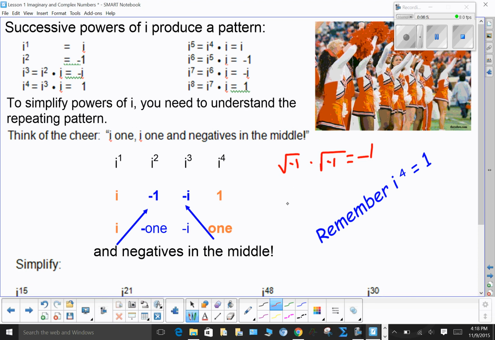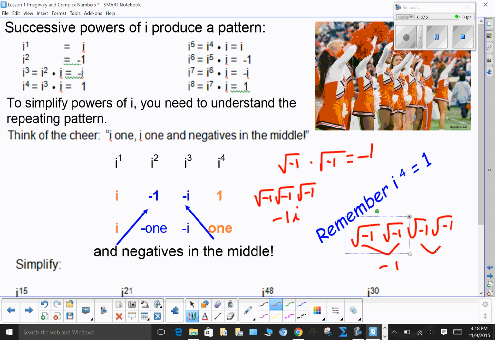Now, if I come along and I say, well, I have i cubed, that's the square root of -1, square root of -1, square root of -1. Root -1 times root -1 is -1, and this last one leaves me with an i, therefore I have -i. i to the fourth, square root of -1, four times. This gives me -1, this gives me -1, together it's 1. That's where I get this 1 from.